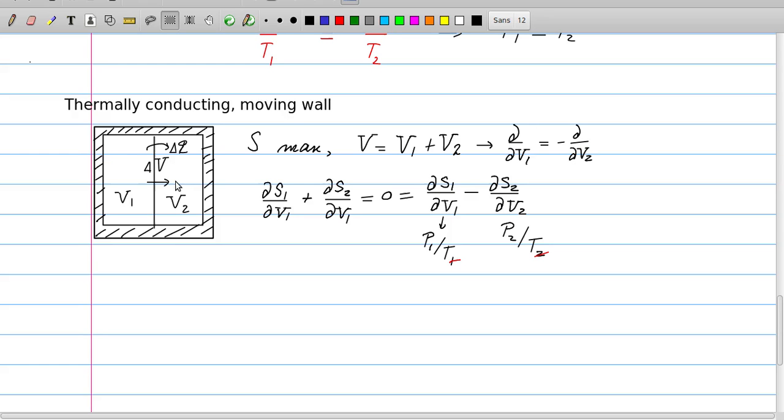Now we know that the temperatures in equilibrium are equal. We have just seen that because the two systems can exchange energy. And if the wall comes to a rest, that can only happen when the pressure on the left-hand side of the wall is equal to the pressure on the right-hand side. So we should have something like a pressure on the left-hand side being equal to the pressure on the right-hand side. And now I have put a P over T.